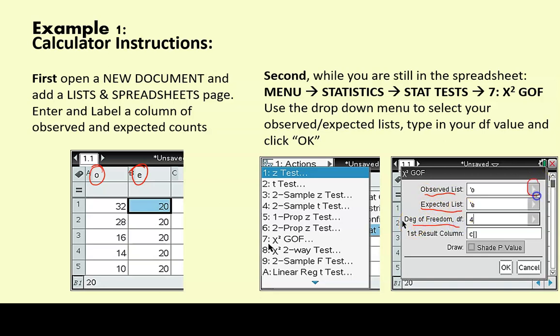So you're going to use those drop-down menus to select your observed and expected, but you're going to have to type in your degrees of freedom, which means you need to have thought about that before you go into this problem. For a chi-squared goodness of fit test, remember degrees of freedom is k minus 1, where k is the number of categories. After that, you are going to select OK.